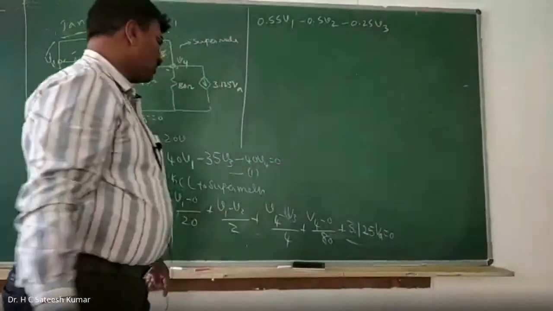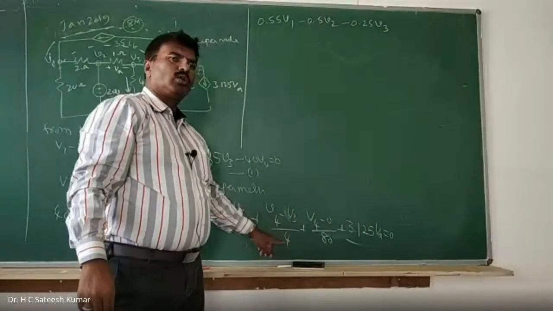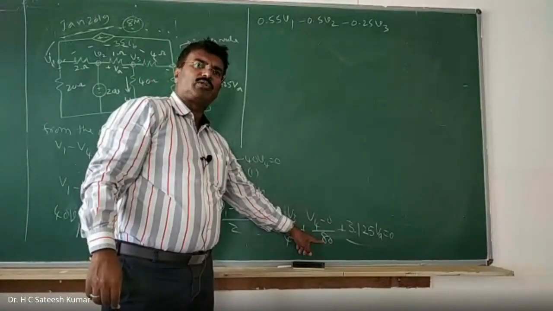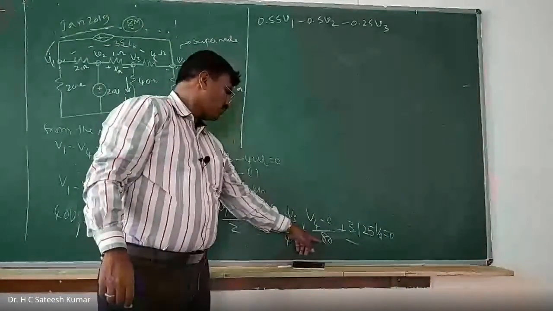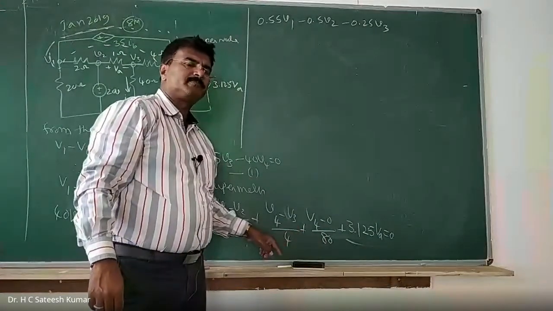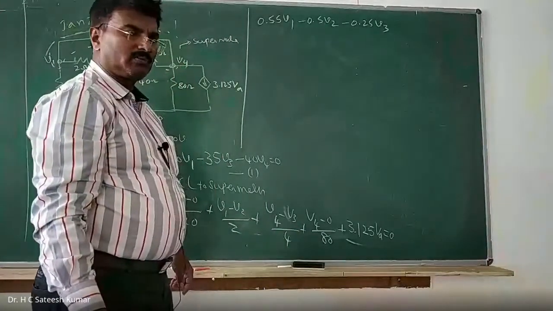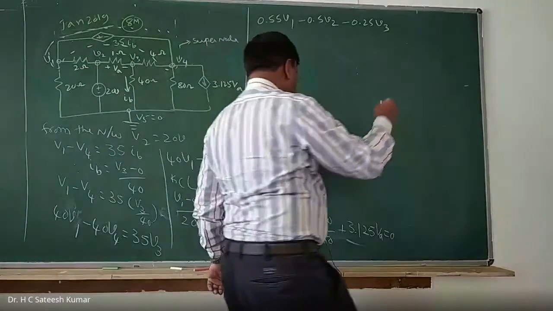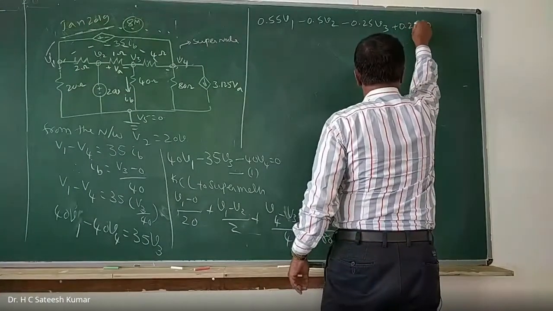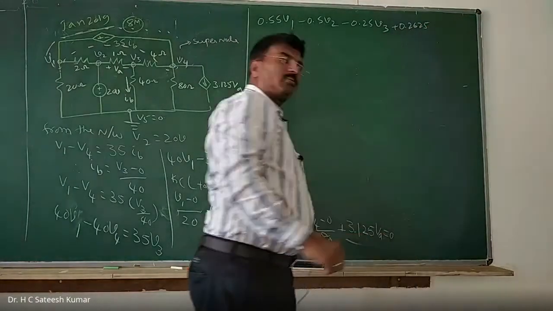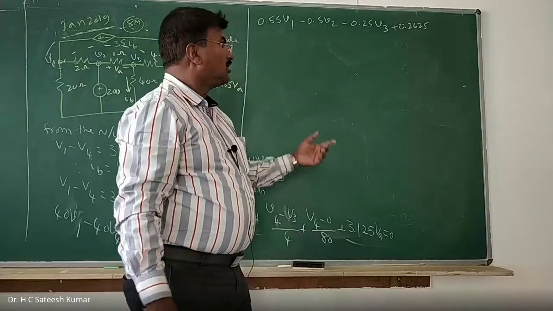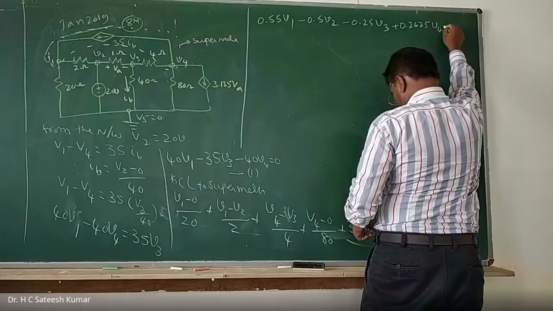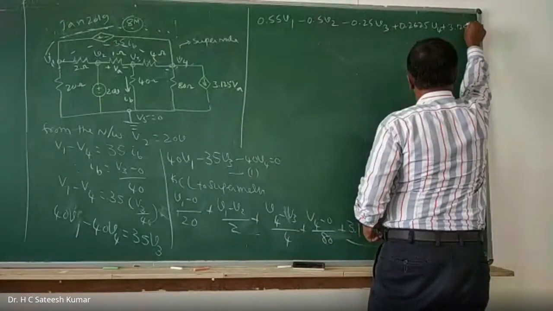What about V4? What do we have? 1 by 4 is 0.25 plus 1 by 80, 0.0125. 0.0125 plus 0.25. 1 by 4 plus 1 by 80, how much is that? 0.2625. Okay, right. Into V4 plus 3.125 VA is equal to 0.